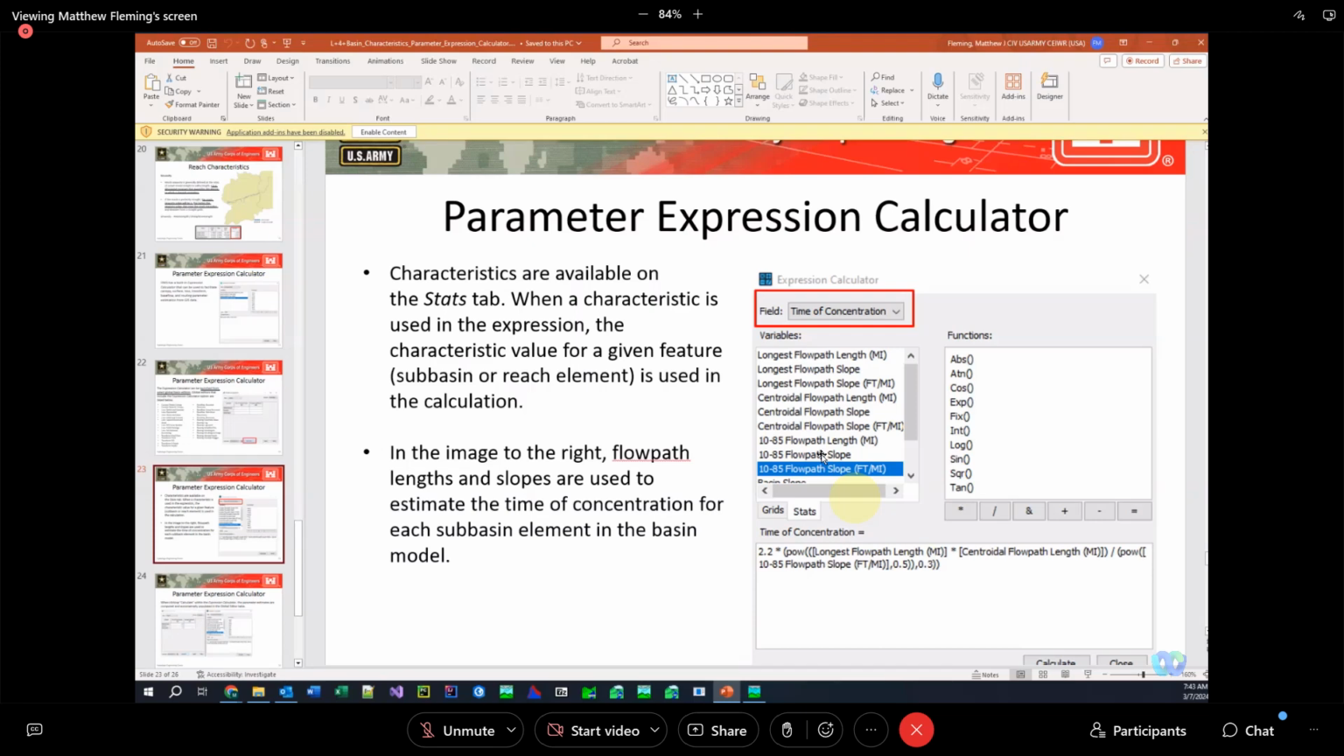If you have a watershed and you need to populate the time of concentration, then hopefully you have an opportunity to use observed data in the region to help you develop some kind of relationship between time of concentration and the physical characteristics in your watershed. So it's very watershed dependent.